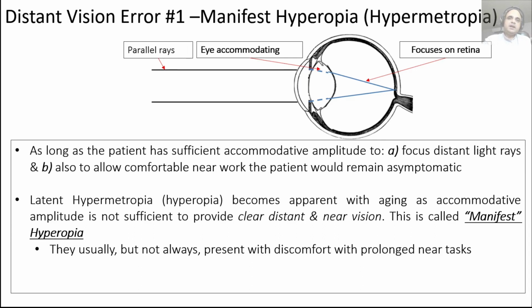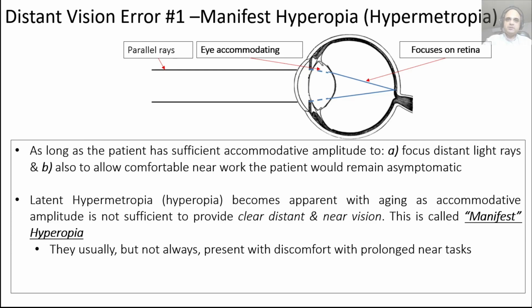And now this hypermetropia is called manifest hypermetropia. Manifest is something that's visible, or something that is seen. So now these patients are becoming symptomatic, and their symptoms are very interesting. Rather than coming in and saying they can't see clearly for distance, they usually say that they have discomfort with prolonged near tasks. And that's very interesting.